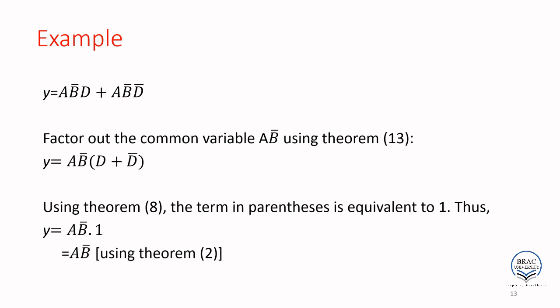Then Y equals A B prime into 1. And X into 1 means X from theorem 2. So it becomes Y equals A into B prime. You just need to use different kinds of theorems. You need to remember a couple of things to make it faster, though most of the theorems will be given in the exam, but for faster calculation it's better to remember a couple of things.